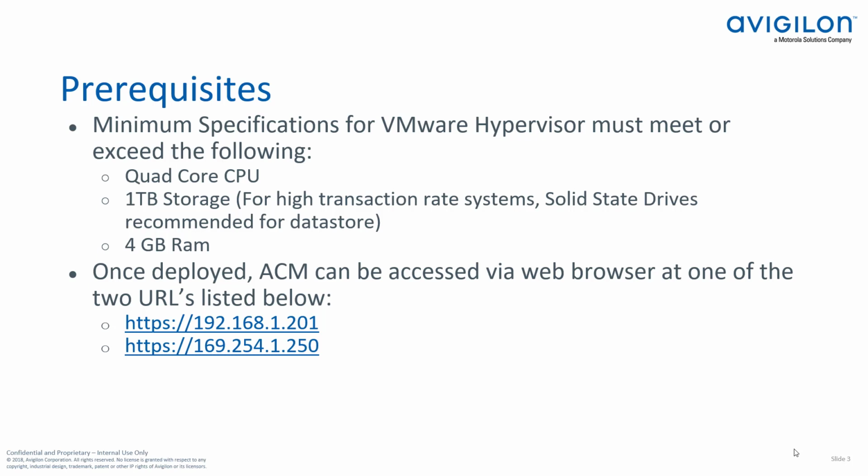Once the deployment of ACM is complete, the VMware console will only be used to perform maintenance of the ACM virtual machine and will not give access to the console. All configuration of the ACM system is performed via web browser at one of the IP addresses listed. This means that you may require a separate PC to perform initial connectivity to the ACM appliance with an IP address that matches the subnet listed.